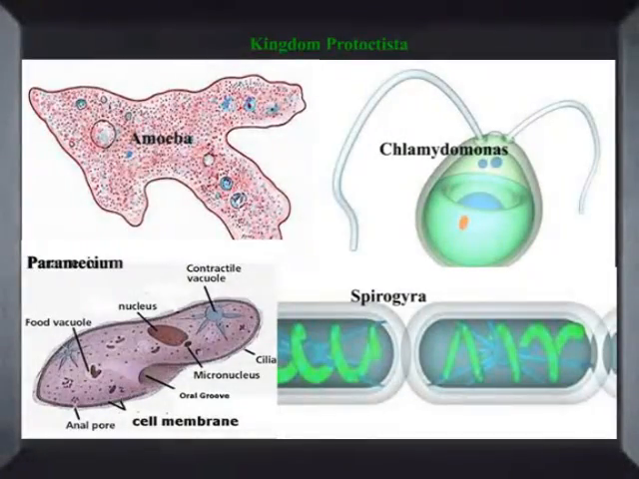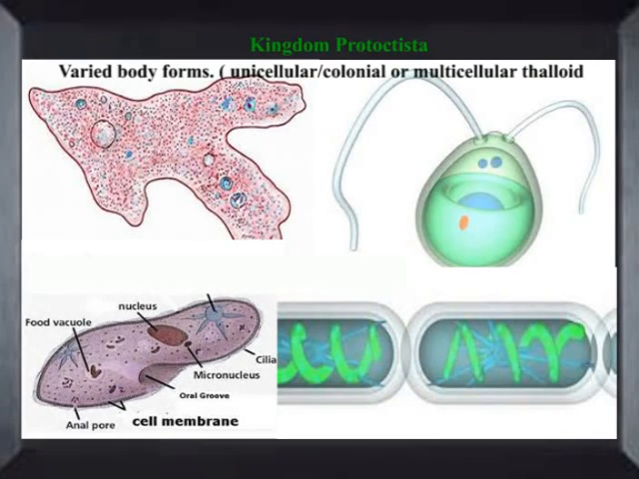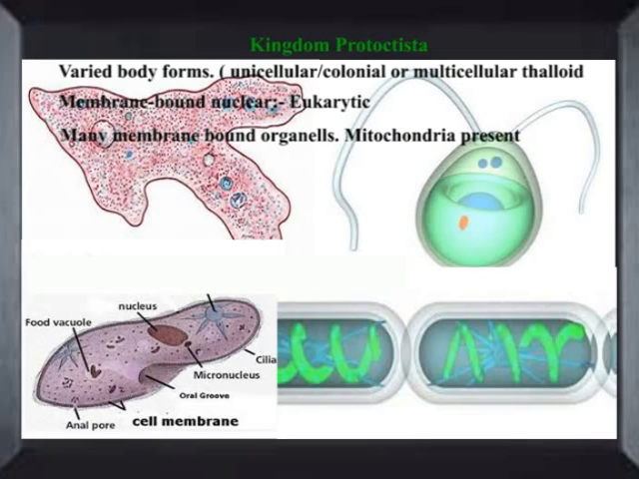Kingdom Protoctista. Now, the Kingdom Protoctista include amoeba, Paramecium, Plasmodium, Trypanosomes, Chlamydomonas, Euglena, and the Spirogyra. The general characteristics include the following. These are organisms with varied body forms. Some are microscopic unicellular or colonial, while others are multicellular thalloid. Their nuclei are membrane bound, and hence they are said to be eukaryotic. They have many organelles, including mitochondria, which are membrane bound.